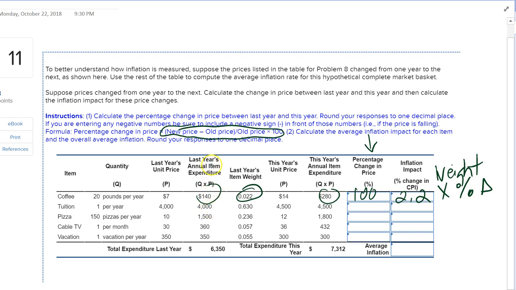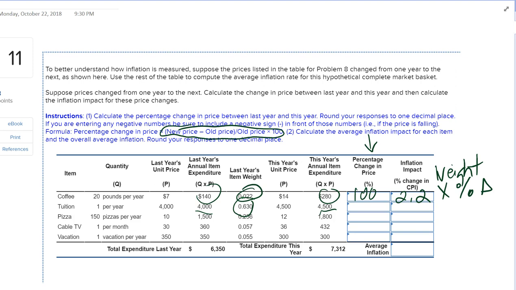And so we have annual expenditure $4,000, and this year's expenditure $4,500. So we'll calculate the new value minus the old value divided by the old value, and that'll give us a percent change, and then we'll multiply that percent change times last year's weight. Okay, so watch out for that one, but try it and see how you do with it.